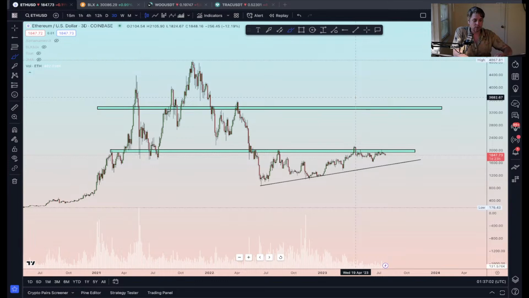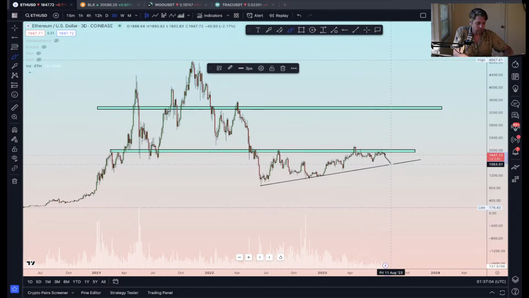But short term, we could also come down and revisit the lows and test the upwards sloping line of support once again. So that would be 1, 2, potentially 3 tests of the lower end of the range.